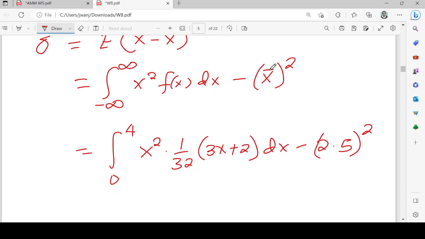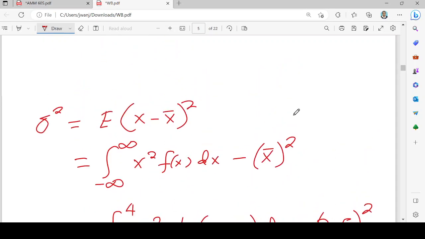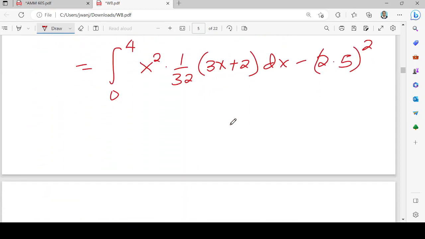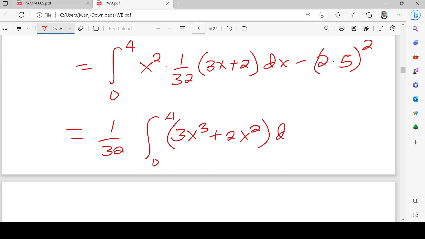Then the mean x bar here is 2.5. We had obtained that from up here. We had obtained the mean as 2.5. So we substitute. So we can now write this is equal to 1 over 32 integral from 0 to 4. So we have 3x times x squared will give us 3x cubed. Then 2x times x squared will give us 2x squared. We integrate this with respect to x and subtract 2.5 squared.